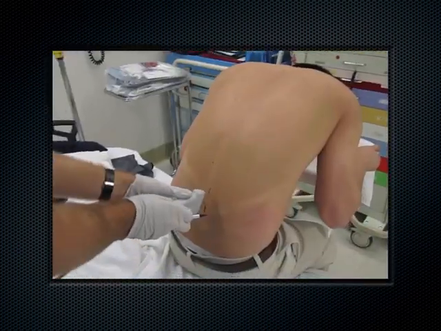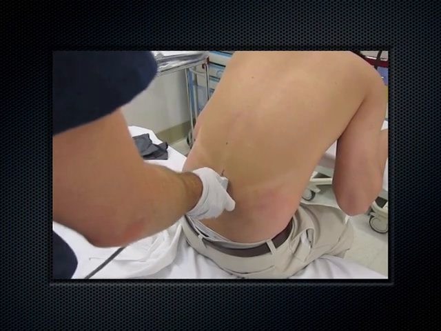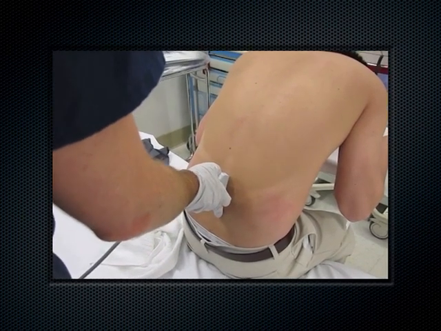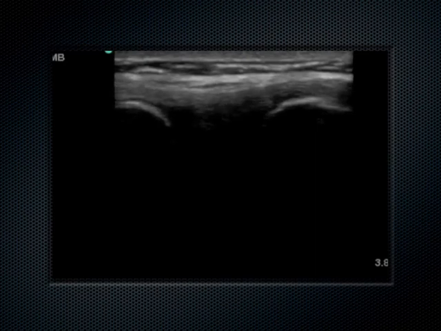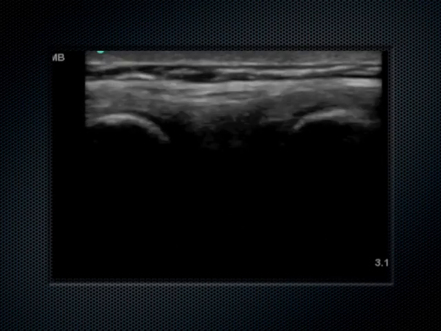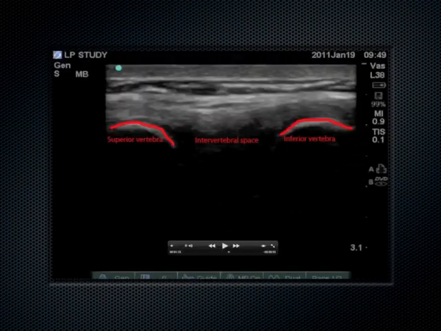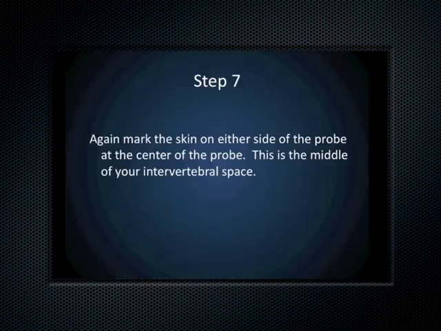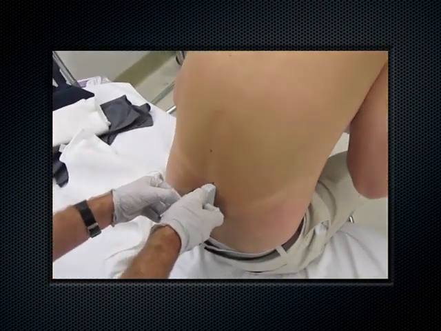Now, place the ultrasound probe in the sagittal plane along midline, which is the marks that you just made. Identify the dorsal spinous processes of the superior and inferior vertebra. Now center the intervertebral space in the middle of the ultrasound screen. Once you have an appropriate image, you are now going to mark the skin on either side of the probe again, as you did before.